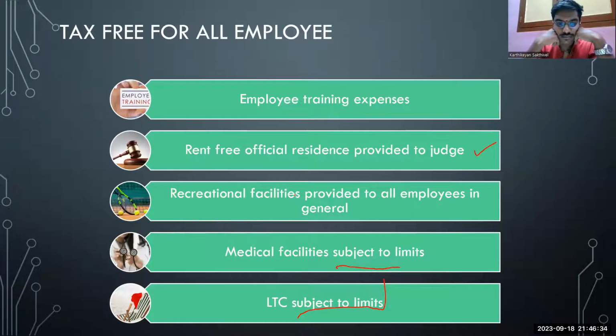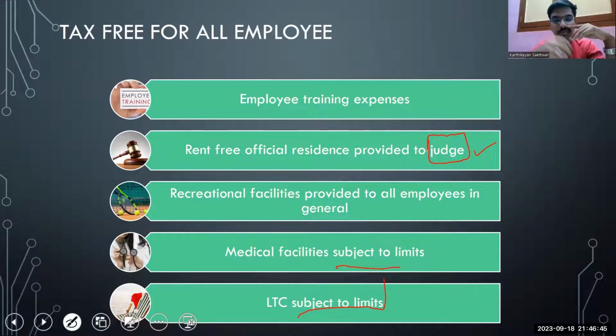Rent-free official residence provided to the judge. Now how do they come under the employee category? So judges will be the employees of the government, right? Sir, I was looking from the company perspective. I'm telling from the government perspective. See, I'm not an employee of the company, but I'm an employee of the government. That's all. The employer is the government. Okay. Others clear?